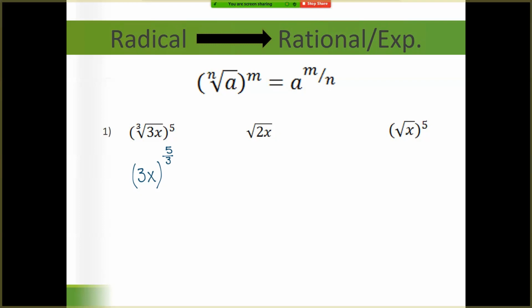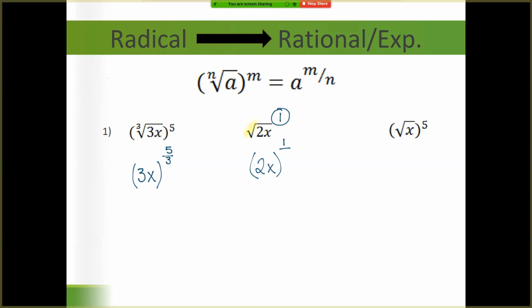Question 2 in the middle is a favorite trick question. It's not really a trick question, it's just a tricky question. So the 2x has to go in parentheses. We know we need a fraction as our exponent. The numerator needs to be the exponent that's up here. What exponent's written up there? 1. Everything's to the power of 1 unless it's written otherwise.